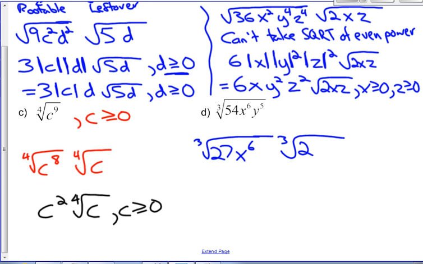Now let's check out the y's. We could take the cube root of y cubed, and the y squared would be our leftovers. So leftovers over here, can't take the cube root of y squared. There are no restrictions in an odd root.